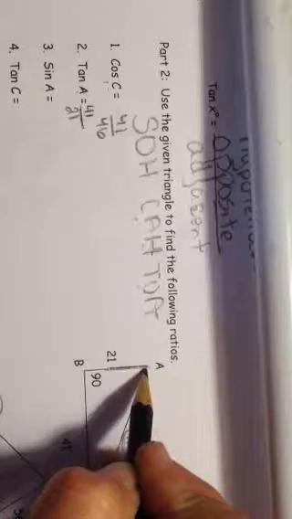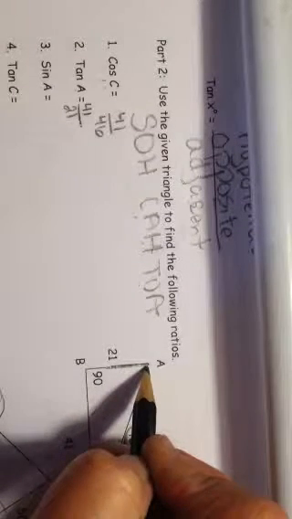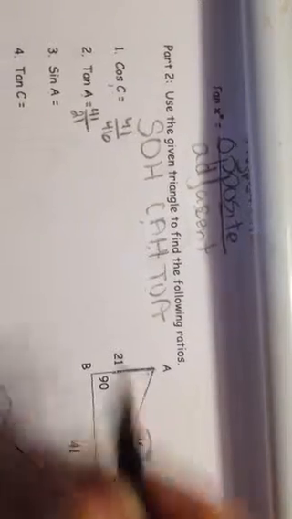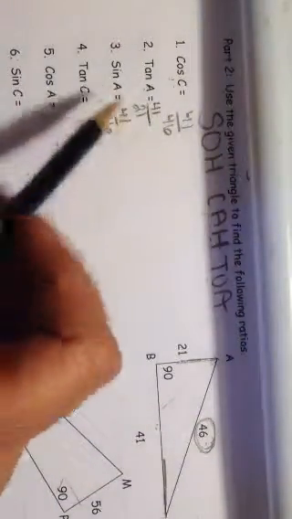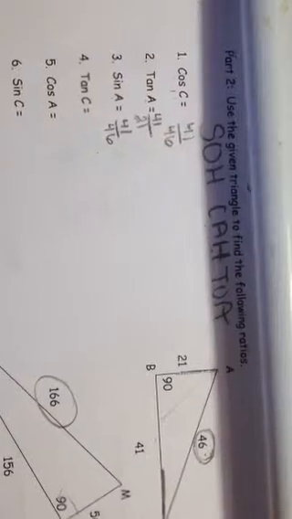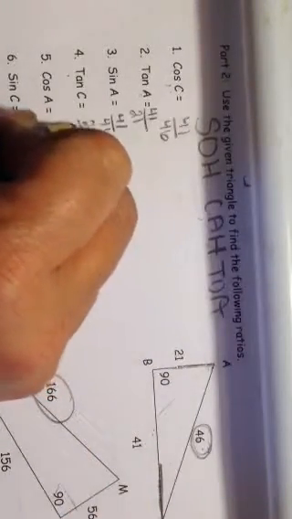Sine of A, so here's A again. Sine is opposite, which is this one, over hypotenuse, which is circled. So this would be 41 over 46. Right now this is all we're going to do with them. These are just the ratios. Here's C, and we're trying to find tangent, so opposite and adjacent. So 21 over 41, opposite over adjacent.